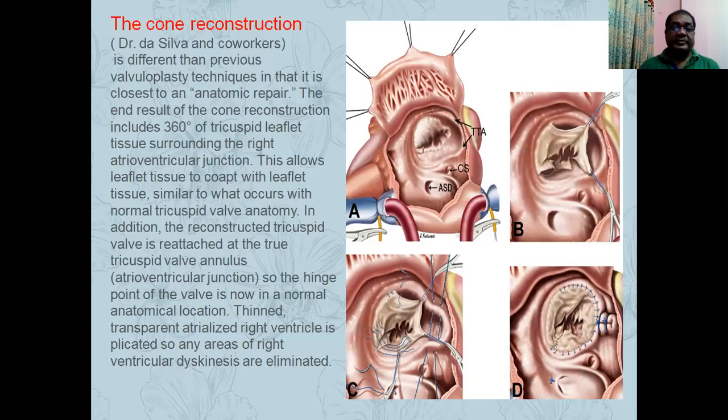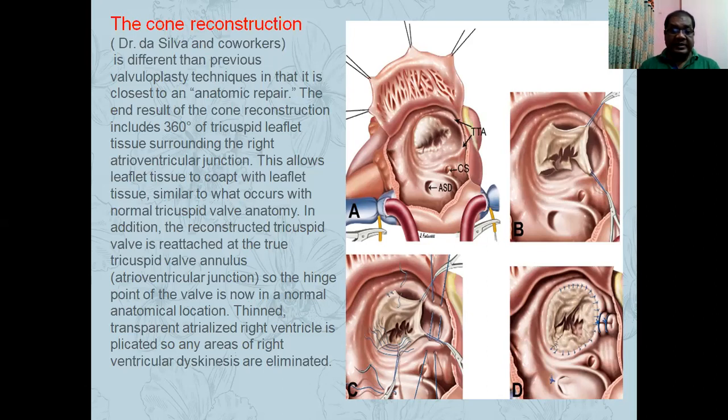The end result of the cone reconstruction, also called anatomic repair, includes 360 degrees of tricuspid leaflet tissue surrounding the right atrioventricular junction. This allows leaflet tissue to co-opt with leaflet tissue, similar to what occurs with normal tricuspid valve anatomy. In addition, the reconstructed tricuspid valve is reattached to the true tricuspid valve annulus, that is the atrioventricular junction, so that the hinge point of the valve is now in a normal anatomic position.